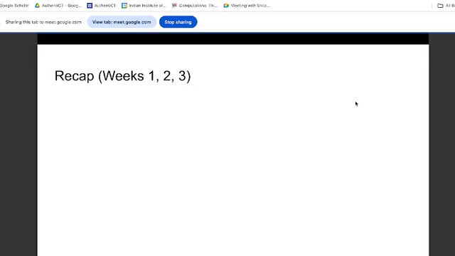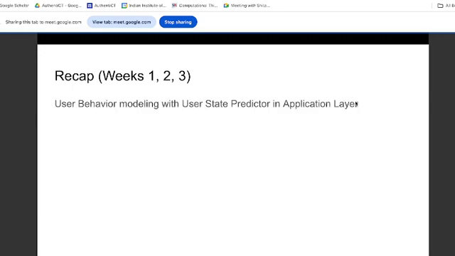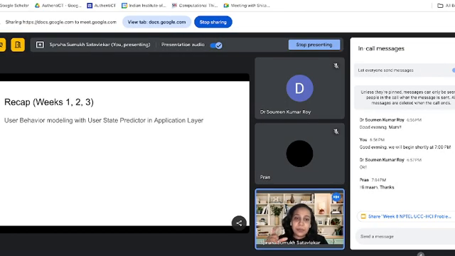Moving ahead, in weeks 1 to 3, particularly in the third week, we learnt about the application layer. We learnt about user behavior modeling with the user state predictor. Within the application layer, there is a block called the user state predictor, which makes the system user centric. A non-user centric system would not have considered what the user actually wants and would not have paid attention to all the factors that we saw earlier.